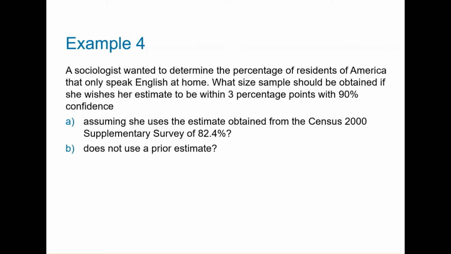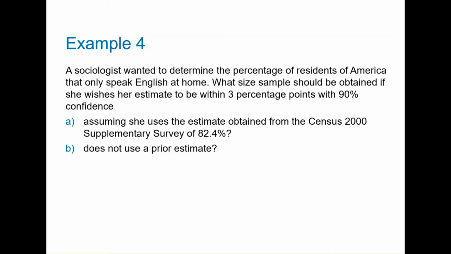A sociologist wanted to determine the percentage of residents of America that only speak English at home. What size sample should be obtained if she wishes her estimate to be within 3 percentage points with 90% confidence? Part A, assuming she uses the estimate obtained from the Census 2000 supplementary survey of 82.4%.